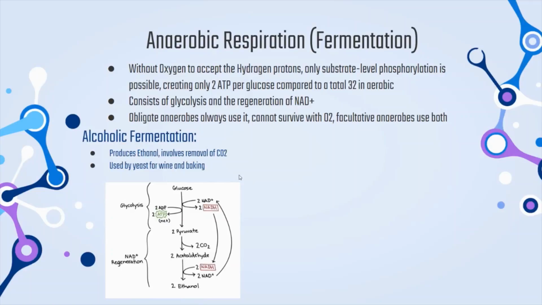So in alcoholic fermentation, you will produce something called ethanol, which involves the removal of carbon dioxide over here, and it is commonly used in yeast for wine and baking. You can see it first starts with glycolysis, and after NADH is produced, it will be used up and turned into NAD+, and that will be regenerated for the cycle.